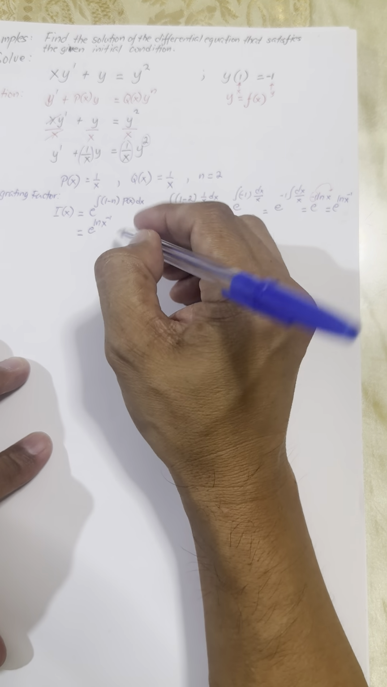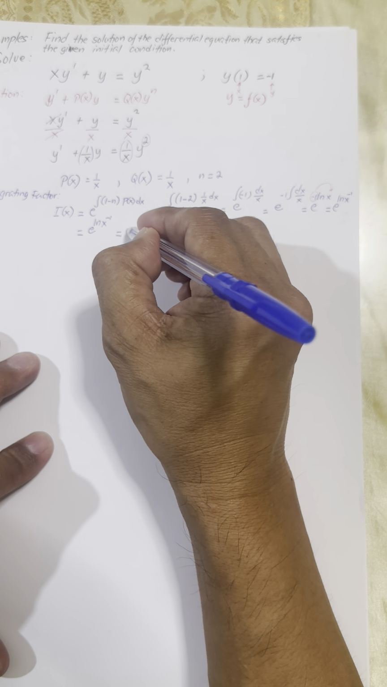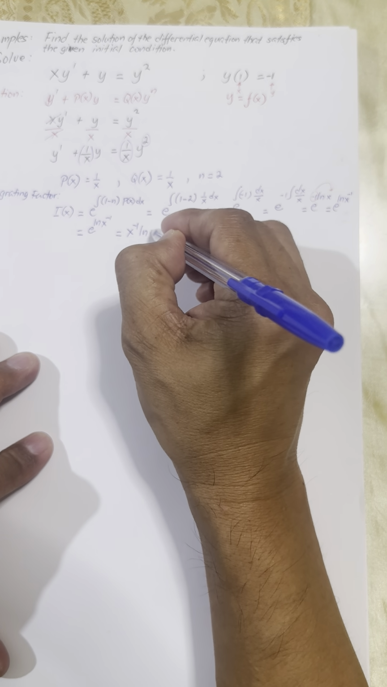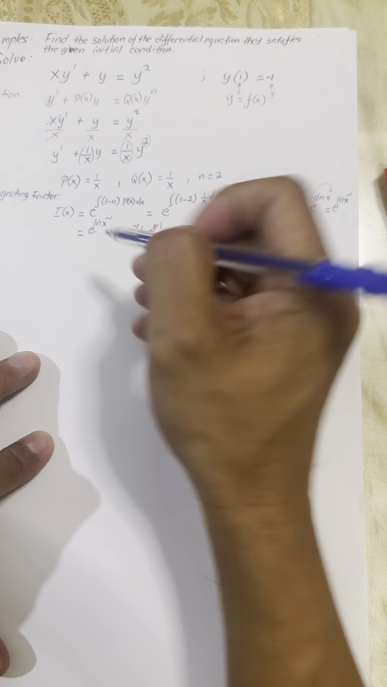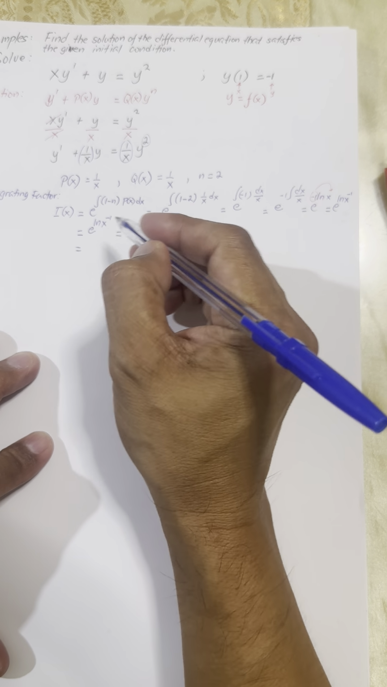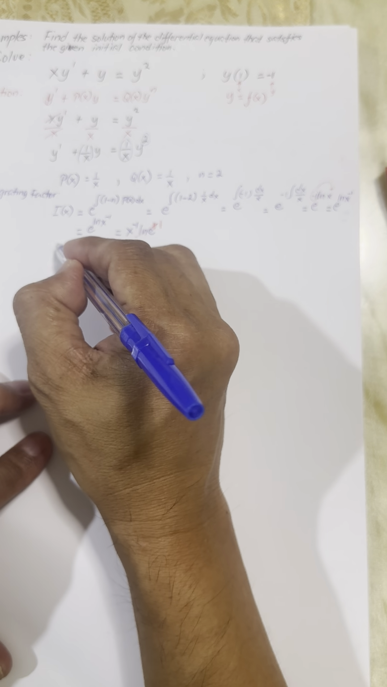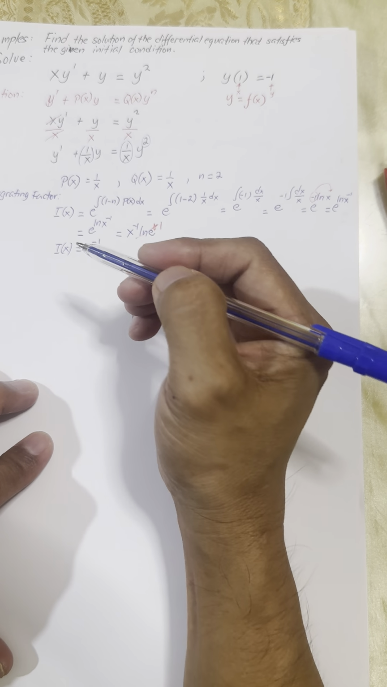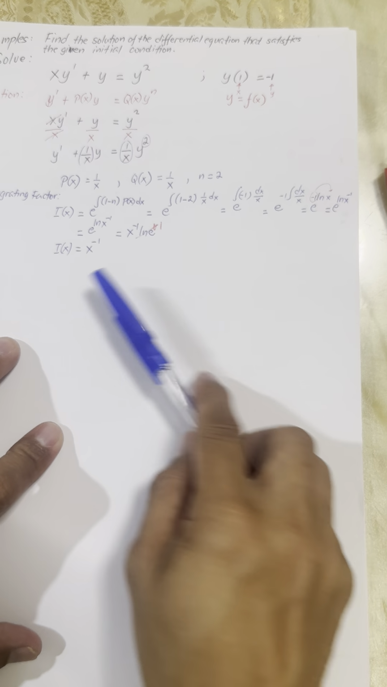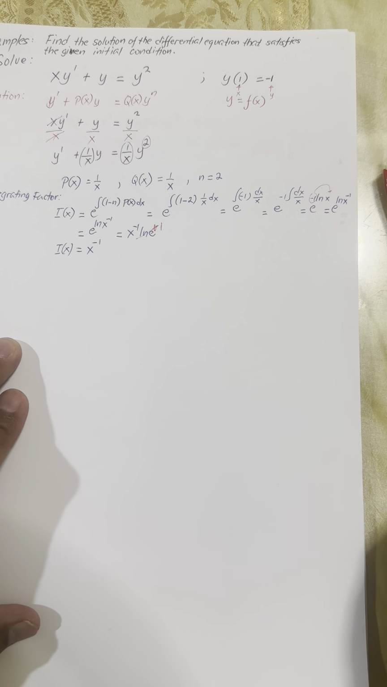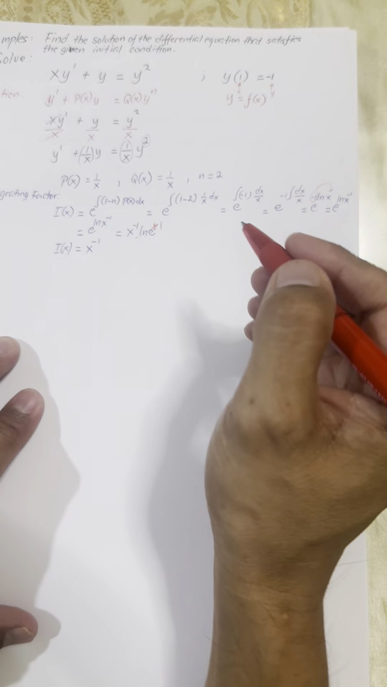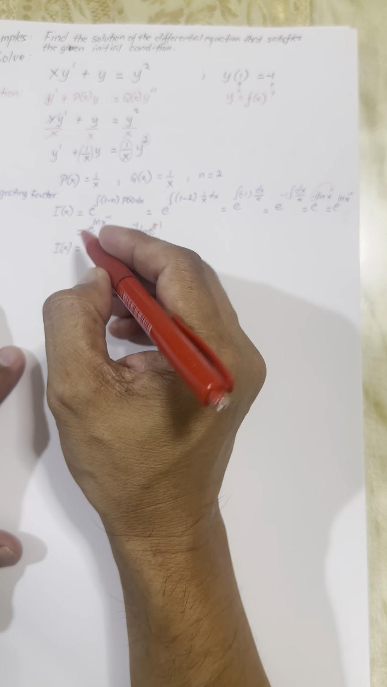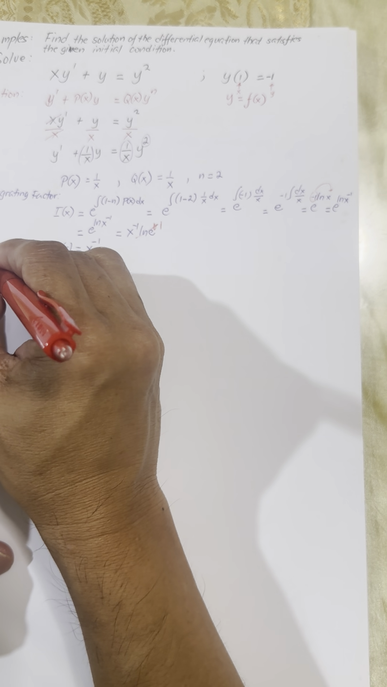Rewriting it here, we have e to the ln of x to the minus 1. Then from the properties of logarithms in algebra, we can write this as x to the minus 1 times ln e, where ln e is equal to 1. Therefore, our integrating factor I of x is equal to x to the minus 1. So substituting this in the general form of the general solution of Bernoulli's equation, which is given.